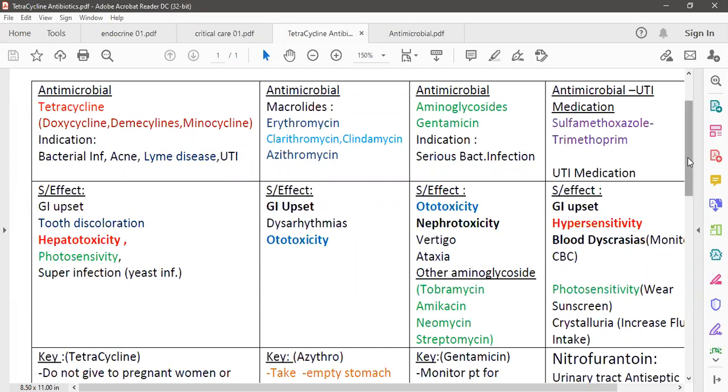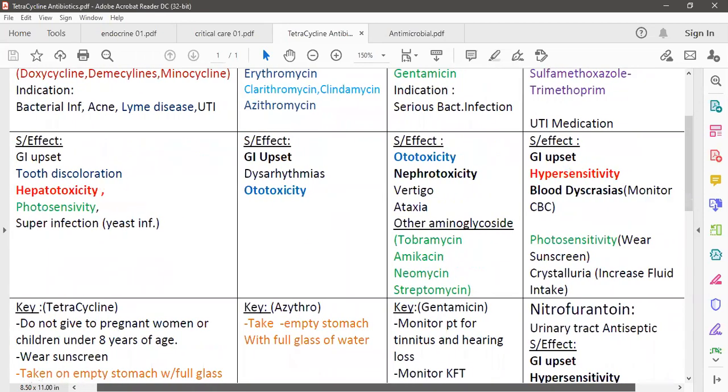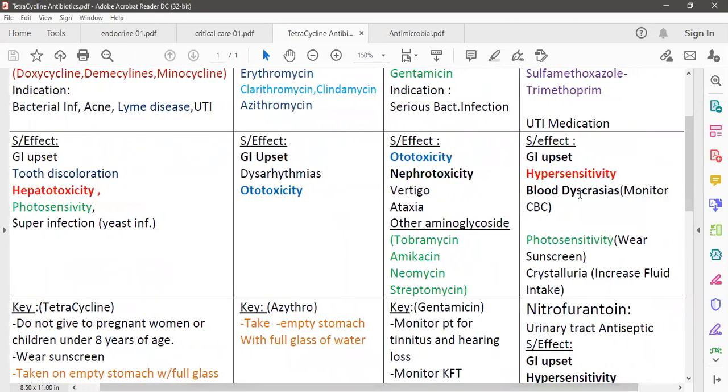What are the side effects of trimethoprim? So GI upset, hypersensitivity, or they can cause blood dyscrasias. So we monitor the complete blood count. In the complete blood count, we can check the WBC count, RBC count, platelet count, neutrophil count, ESR, all, right? Because they can cause blood dyscrasias.